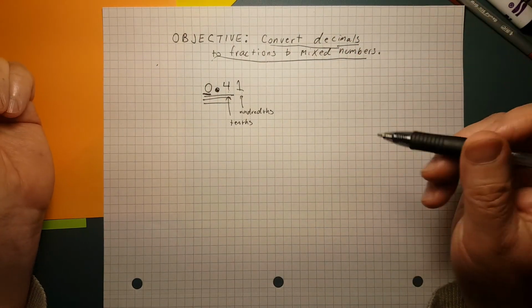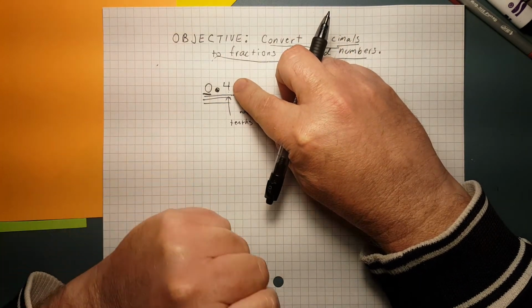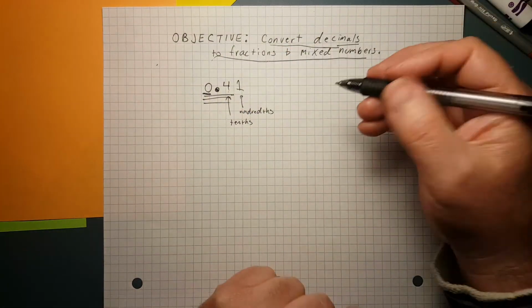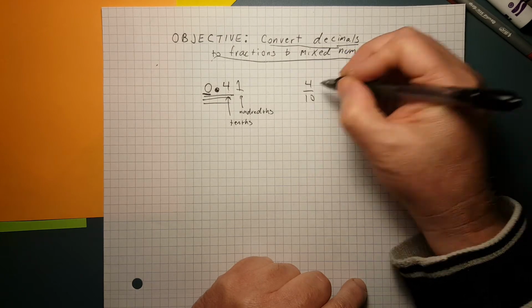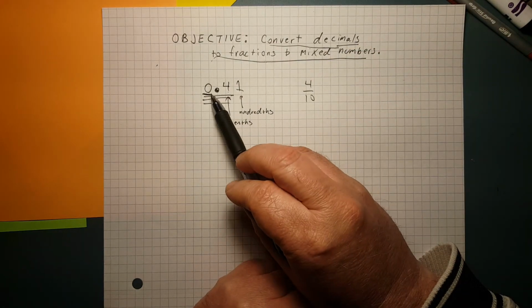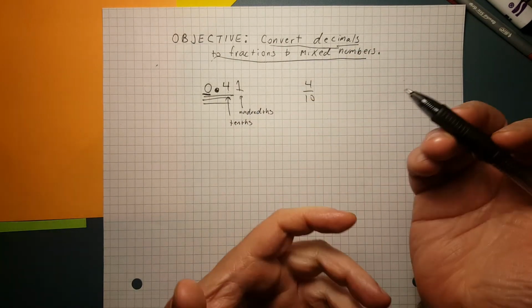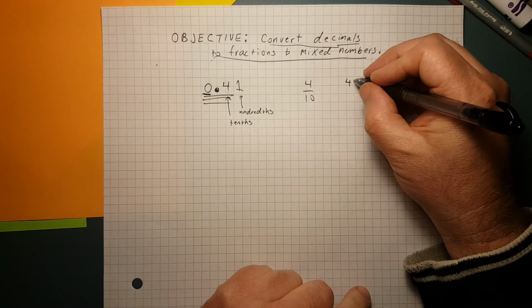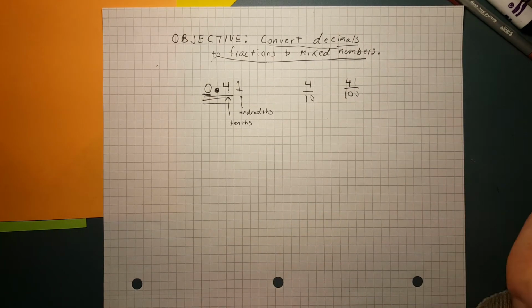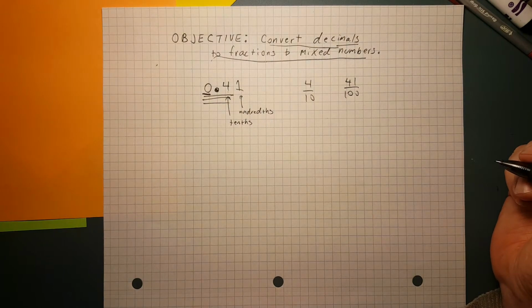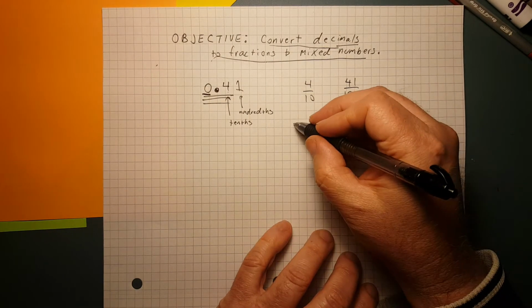Okay. Now obviously, if you read it as 4 tenths and you got to write it as a fraction, you can just write it as 4 tenths. If you read it as 41 hundredths and you got to make it into a fraction, you'd write down 41 hundredths. So it is that easy today. What about something like this?